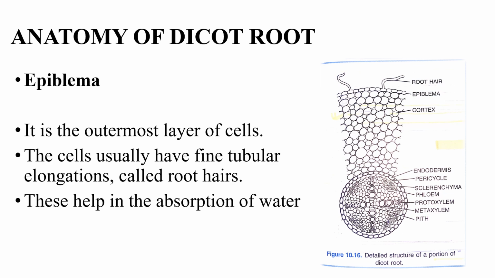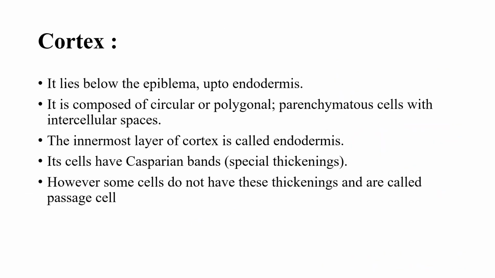First of all, the epidermis of root is known as epiblema or piliferous layer. It is the outermost layer of the cells of the root. These cells have some fine tubular elongations called root hairs, and these are mainly unicellular. Root hairs are generally unicellular and help in the absorption of water from the soil. Then the cortex layer, inner to the epidermal layer, is composed of circular, polygonal, so variously shaped parenchymatous cells with intercellular space.